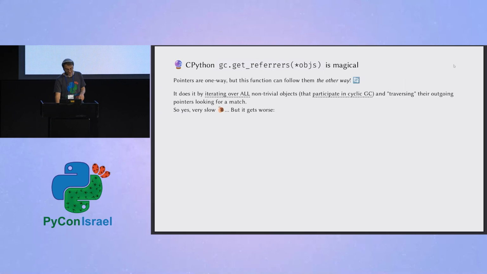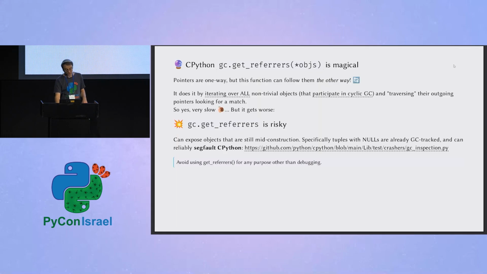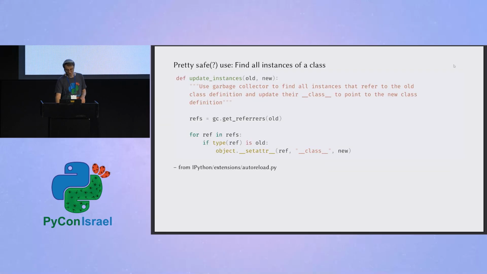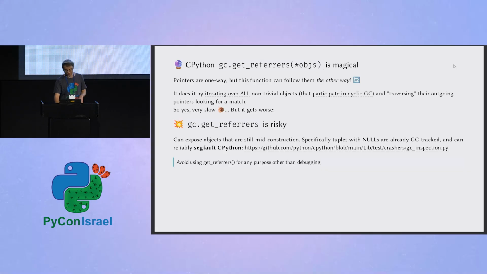So, okay, if you want to update pointers, how do you even do it? How do you find objects that point to a specific thing? In CPython, there is a magical function in the garbage collection module that kind of traverses pointers in reverse. It does it by actually iterating over all the objects that participate in garbage collection. So it's kind of slow. It's also a bit risky. There are known cases where it can expose still-under-construction objects that are not supposed to be visible and can actually crash CPython. It's been so for years and it's probably not going to get fixed.